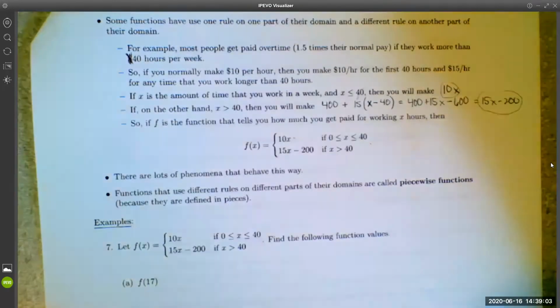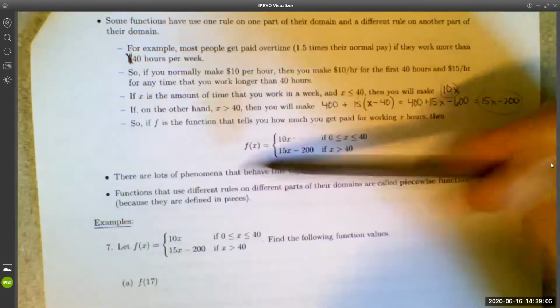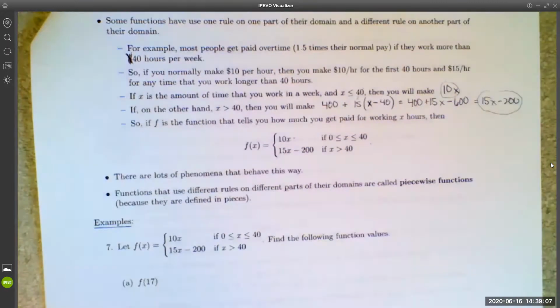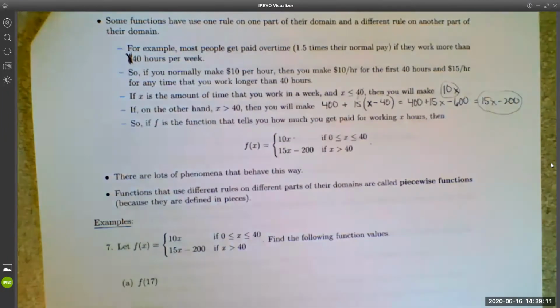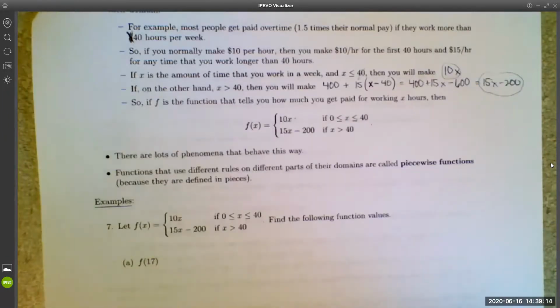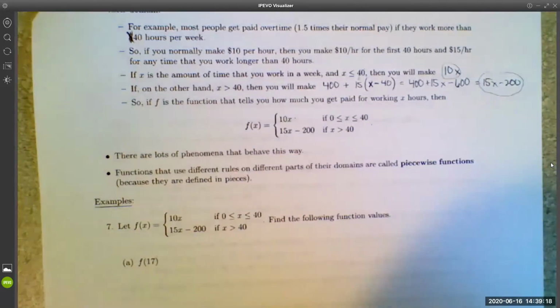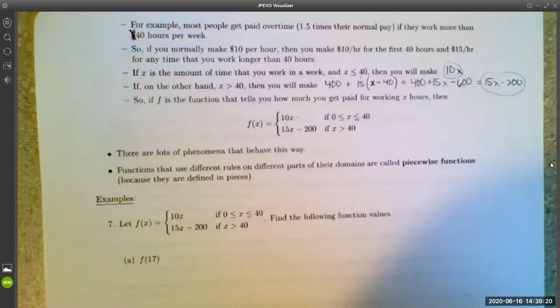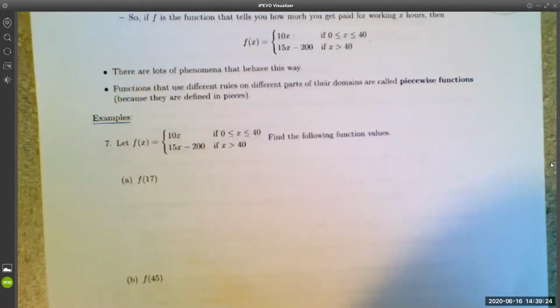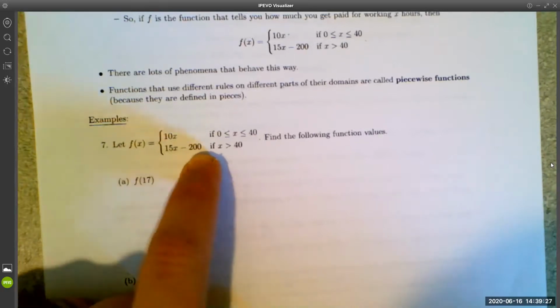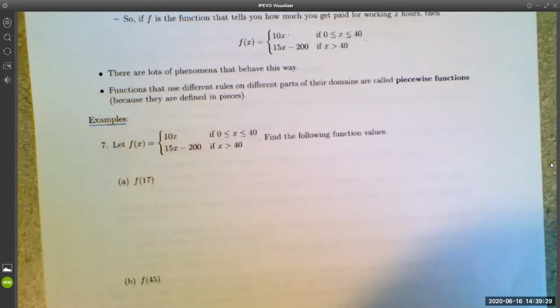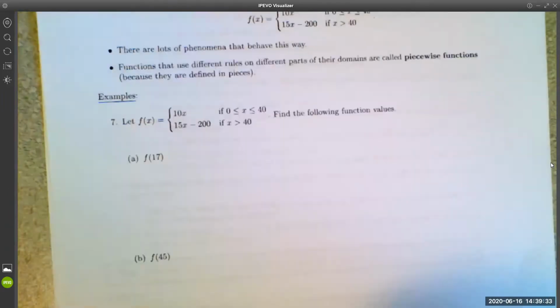Okay. So that's just one example of where you would need a piecewise function in order to describe some kind of phenomenon, right? There are lots of phenomena that behave in this kind of way, where they follow one rule on one part of their domain and then a different rule on a different part of their domain. Functions that use different rules on different parts of their domains are called piecewise functions, like we said, because they're defined in pieces, right? So I just want to give you one example using that same function we came up with for the amount of money you make.